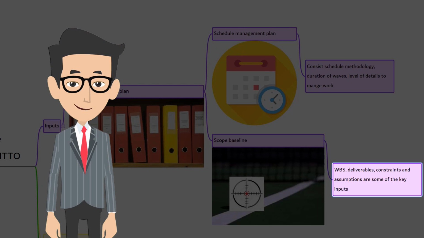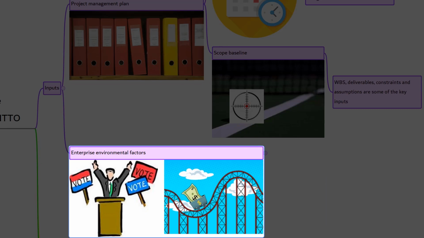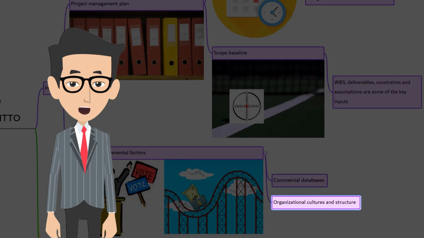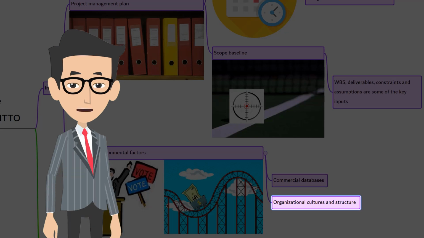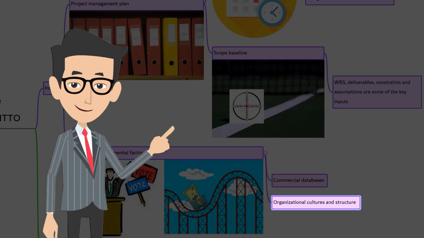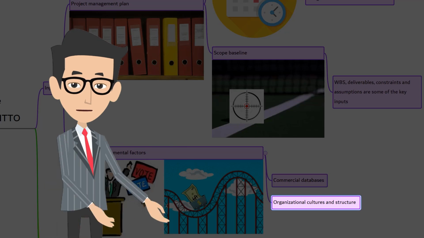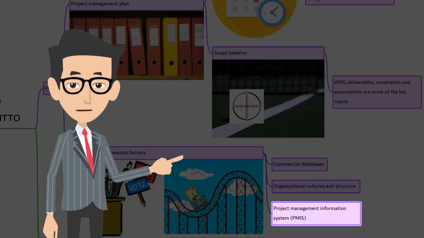The next one is enterprise environmental factors. Let's look at the elements. Published commercial information from commercial databases. The culture and structure of an organization can influence the way projects are managed and executed. The level of maturity of project management within the organization and the project management processes in place can also impact how smoothly a project can be carried out. As discussed earlier, projects considered to be aligned with the organization culture may have smoother implementation and a higher success rate than projects that challenge the cultural norms. The last one is the project management information system.